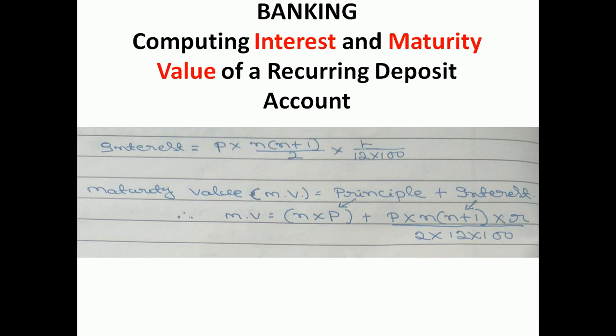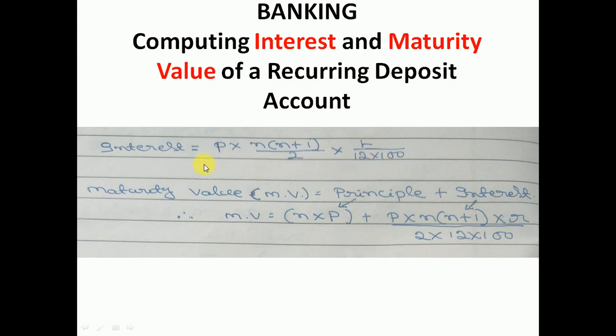Whereas N stands for the number of months you are saving. Number of months. Please make a note. It is not years. N stands for number of months. Then (N plus 1) by 2. I will explain how this concept works later. Into R, the rate of interest, divided by 12 into 100.